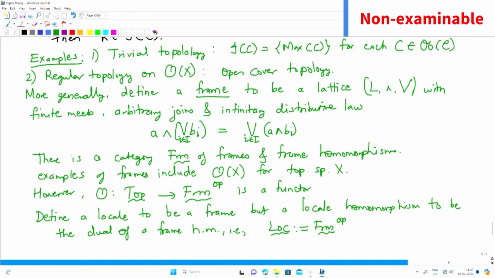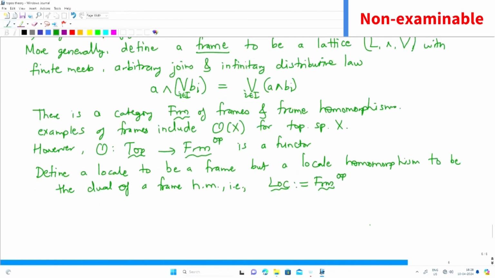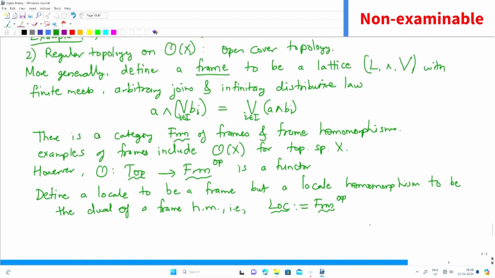So does that L need to be a set? L is a set, obviously, it's a lattice. It's a lattice, so therefore it is a set. No, we don't want to extend anything. Frame is just the category of lattices that are models of this infinitary theory. Yeah, it has finite meets, arbitrary joins, and the infinite distributive law. So then O is a functor from Top to Loc. It's a covariant functor.